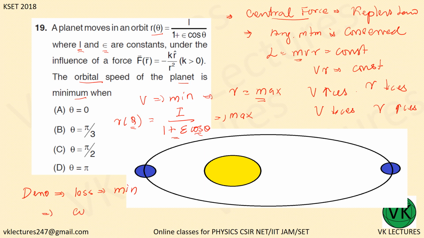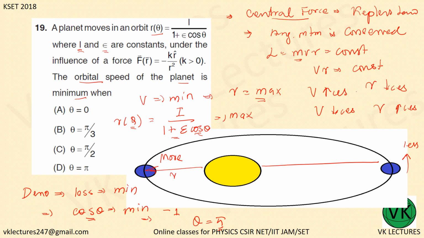When does this denominator become minimum? When cos theta is minimum. What is the minimum value of cos theta? That is equal to minus 1. When does cos theta become minus 1? When theta equal to pi. So this is what Kepler's law says. When it is farthest away, your velocity will be less. When it is very near to the sun, your velocity will be more. That means the planet will move faster when radius is small and slow when radius is large. So theta equal to pi, so option D.